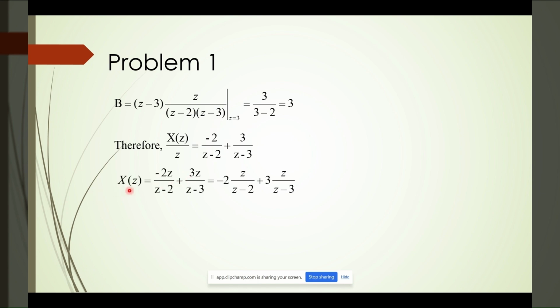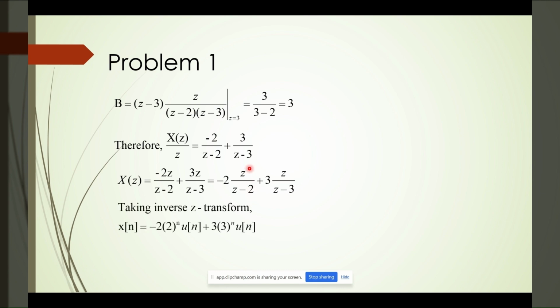Now you can understand that this z should be moved to the numerator. Why we are moving it is, we know z by z minus a is equal to a power n u of n. So we have to get that form, z by z minus a. That's why at step one itself, we moved z to the denominator, so that we can use it at the end. Got it? So this is the purpose for moving X of z by z. At the end, we can convert it to the z by z minus a format.